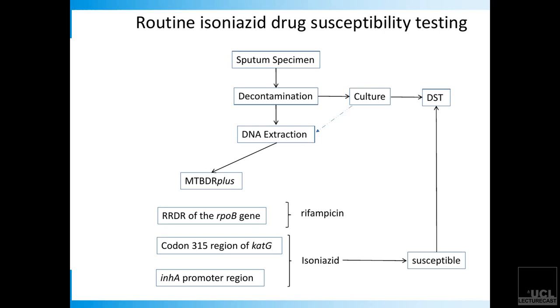So basically, people give sputum, you decontaminate it, it goes for culture, and we do a phenotypic DST for rifampicin and INH. On the molecular side, we extract nucleic acid. We do MTB plus on the line probe assay to confirm rifampicin resistance and INH. From that, you will get information on the rifampicin resistance and isoniazid.